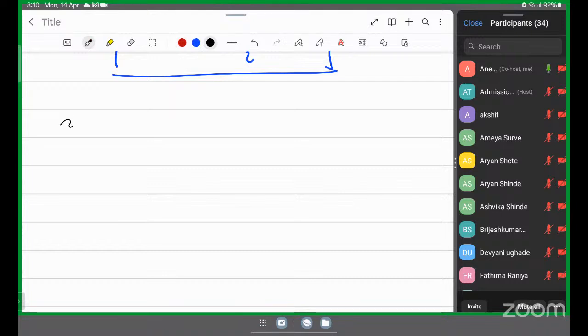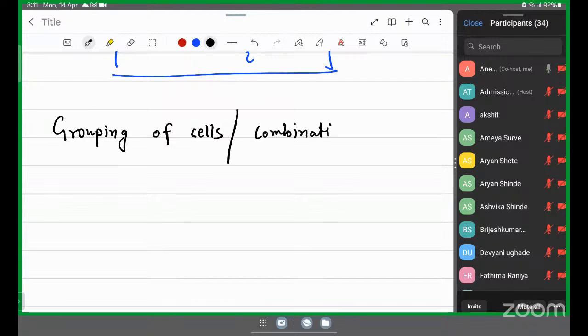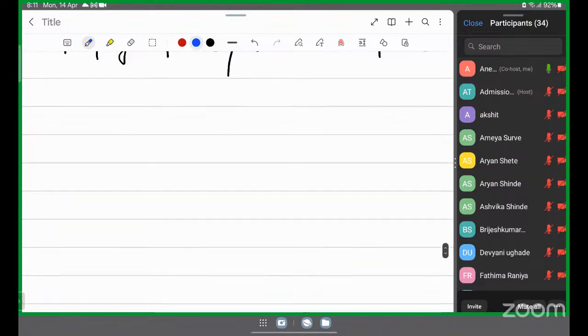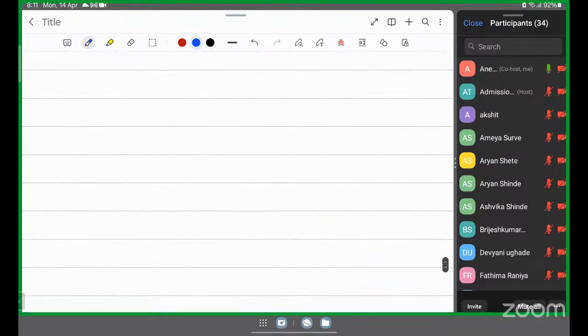Next is combinations of cells, or grouping of cells. In this case, we have n different cells, and these cells will be connected in series and parallel combination.